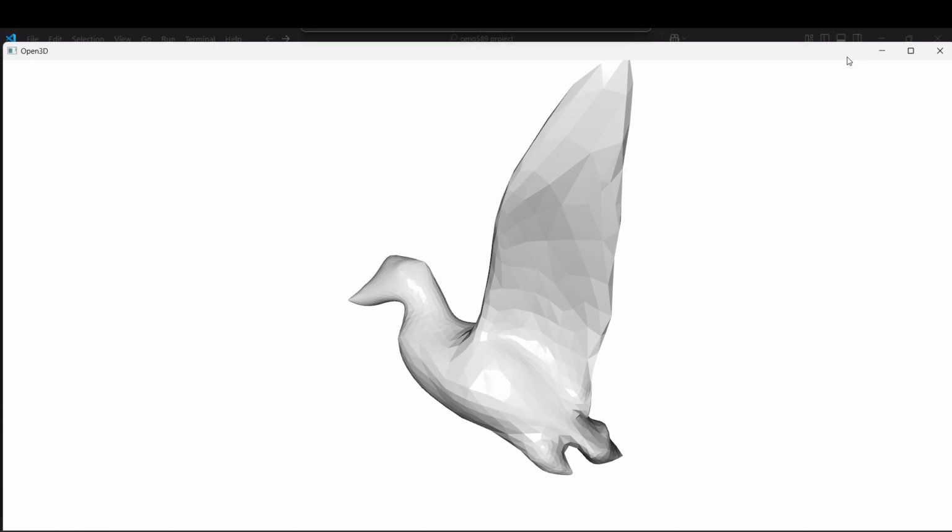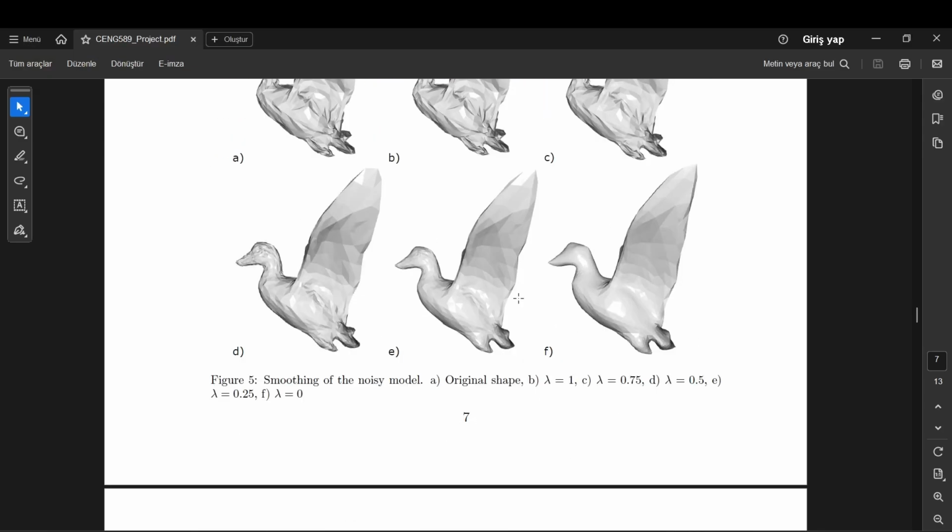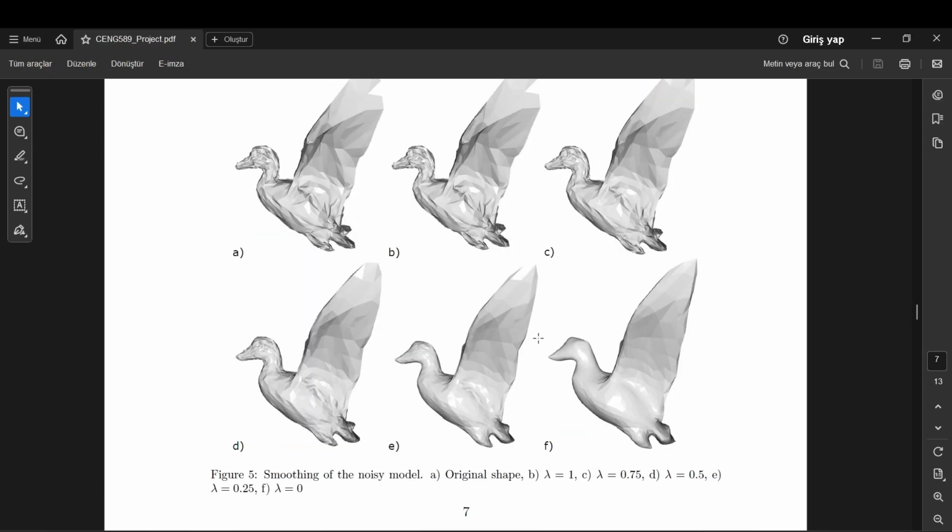Now let's look at other results for other values from the report again. So here, as you see, as lambda is decreasing, the mesh increasingly becomes smoother.